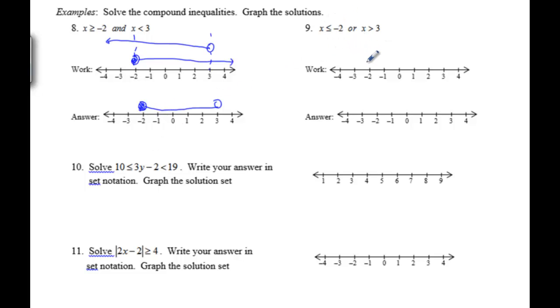Number 9. X is greater than, so we're going to go closed circle on -2. Shade everything to the right. Open circle on 3. Shade everything to the left. Just bring down this whole graph.